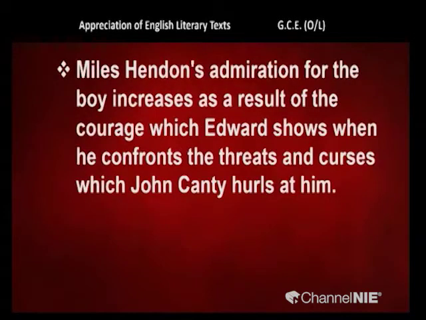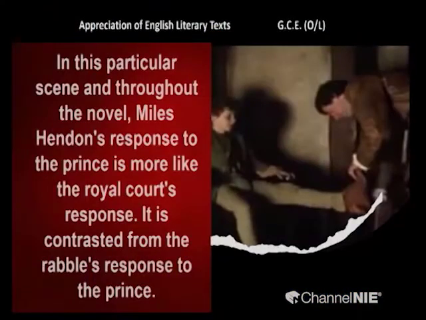Miles Hendon's admiration for the boy increases as a result of the courage which Edward shows when he confronts the threats and curses which John Canty hurls at him. In this particular scene and throughout the novel, Miles Hendon's response to the prince is more like the royal court's response. It is contrasted with the rebels' response to the prince.